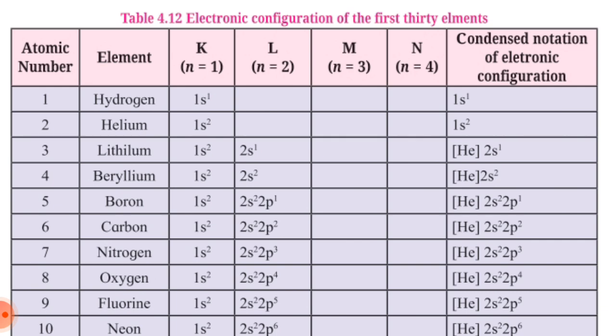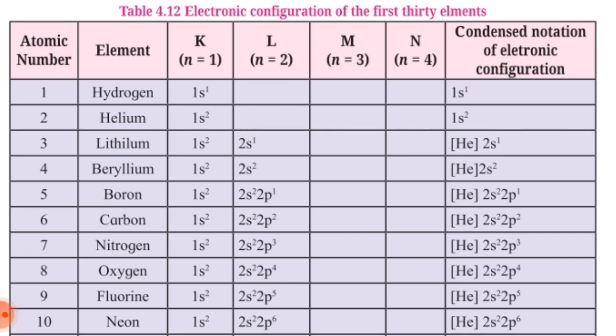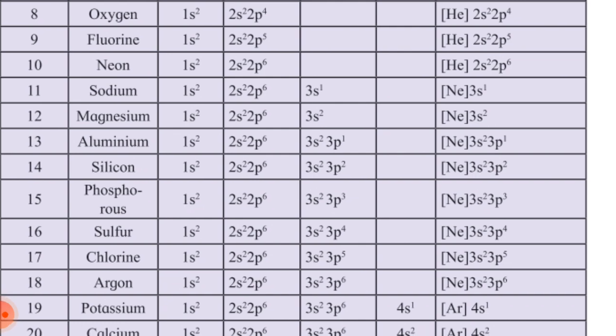6, carbon, 1s2, 2s2, 2p2, helium 2s2, 2p2. 7, nitrogen, 1s2, 2s2, 2p3, helium 2s2, 2p3. 8, oxygen, 1s2, 2s2, 2p4, helium 2s2, 2p4. 9, fluorine, 1s2, 2s2, 2p5, helium 2s2, 2p5. 10, neon, 1s2, 2s2, 2p6, helium 2s2, 2p6.